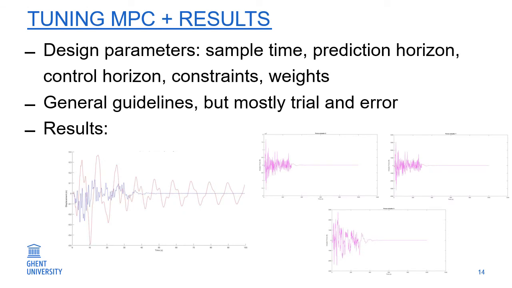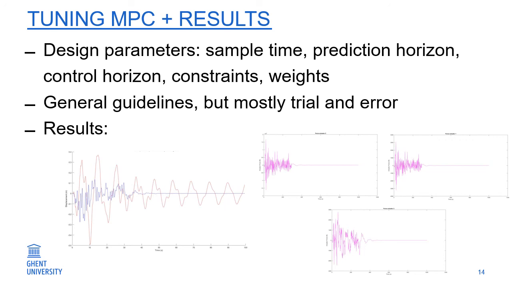Once we have an idea about the controller inputs and outputs, the tuning of the MPC can be done. This consists of choosing a suitable set of design parameters, which are the sample time, prediction horizon, control horizon, constraints on input and output, and weights that indicate the relative importance of the controller goals. It is important to note that general guidelines exist to determine the design parameters, but nevertheless, trial and error are mostly involved. Following this strategy, a controller can be designed leading to the results shown in the figures.